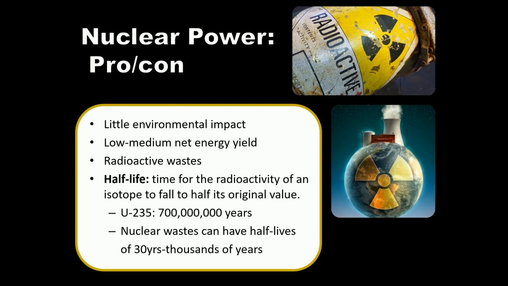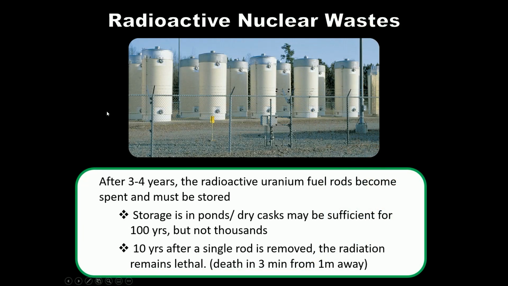After about 3 to 4 years, the radioactive uranium fuel rods, in any of those fuel rods we talked about, become spent and they have to be stored. And they get stored in these structures here. They kind of look like big old water heaters, like you might find in your basement. They're significantly larger than that. And they're called dry casks. To give you an idea of how dangerous this material is, 10 years after a single rod is removed, the radiation is still lethal. You would die if you were exposed to it for 3 minutes from a meter away. So this is extremely dangerous material.